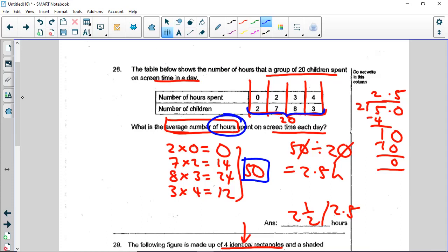So don't get tricked by each day. The phrase each day can be quite misleading, right? Each day. All right. Okay.